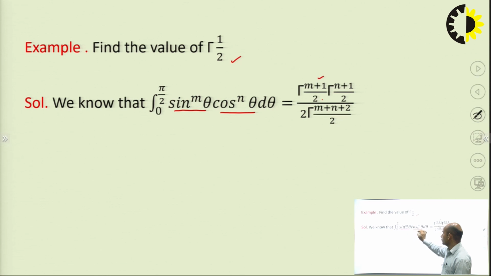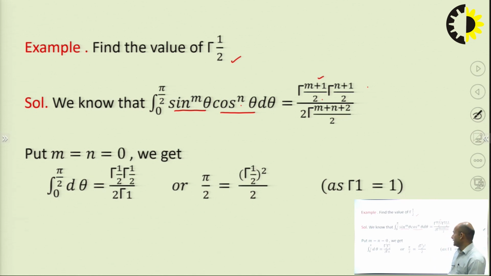So the integral of sine to the power m theta into cos to the power n theta d theta is gamma of m plus 1 upon 2, gamma of n plus 1 upon 2, upon 2 times gamma of m plus n plus 2 upon 2. So if we put m and n as 0, then the value of the integration will be the integral from 0 to pi by 2 of sine to the power 0 theta, cos to the power 0 theta d theta.